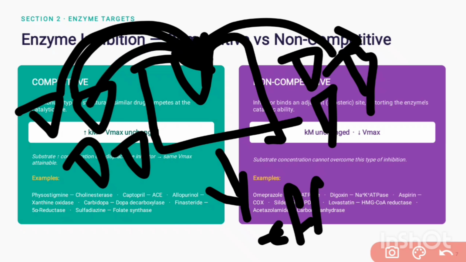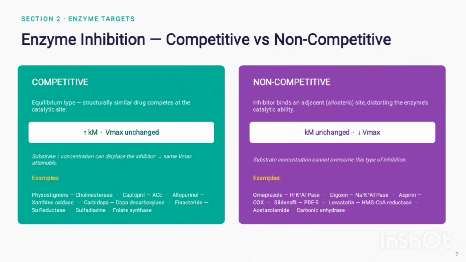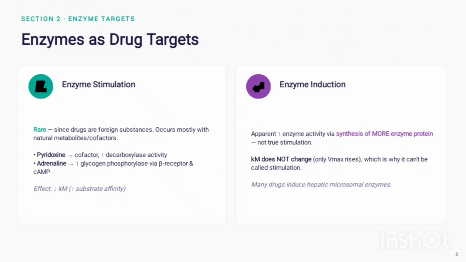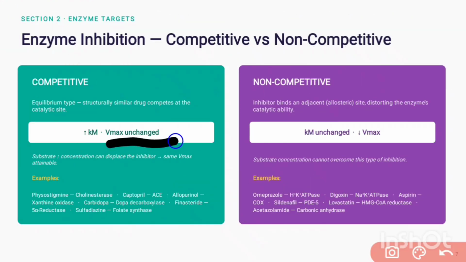So Km is increased. The affinity for the catalytic site is being reduced, so more concentration of the substrate is required to remove this drug from the catalytic site. That's why in this case Km is increased, because the affinity of the substrate for the catalytic site is decreasing, right? So that's why Km is increased, but Vmax is unchanged.